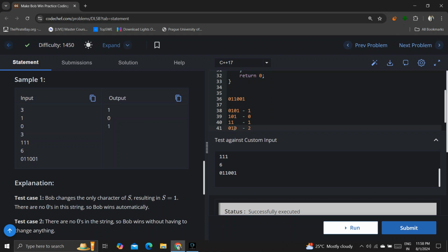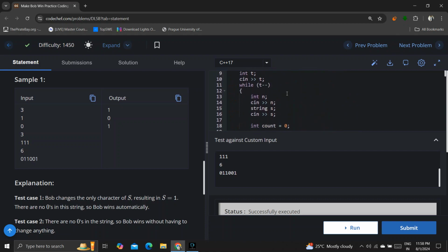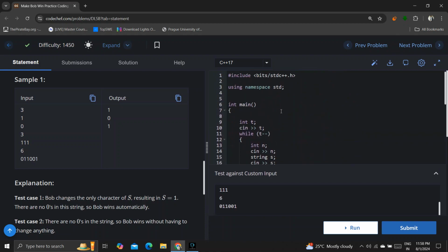If 1 1 comes at both sides, then he has to do nothing. Okay, if 1 1 comes at both ends, then nothing; and if a 0 and a 1 are at the two ends of the string, then he has to flip only one time. Okay, so this is the only case. So here I have written this particular case. I have written the test cases.